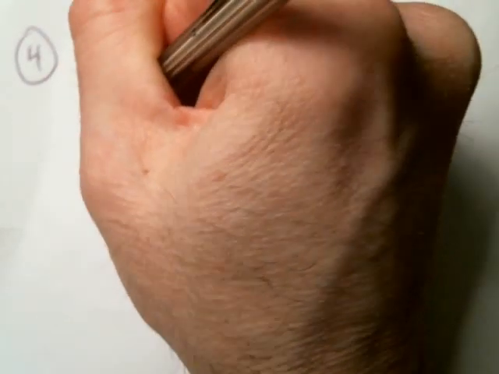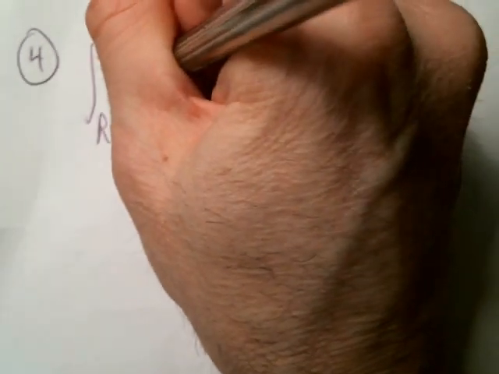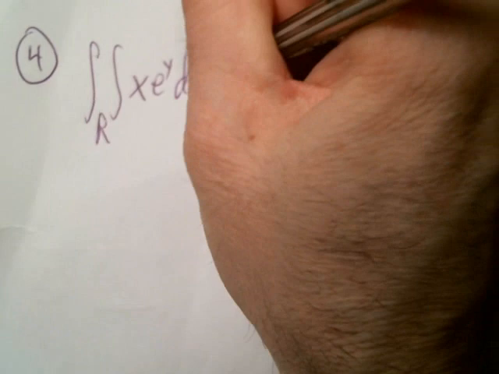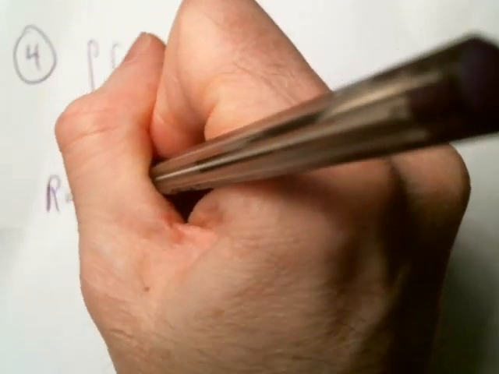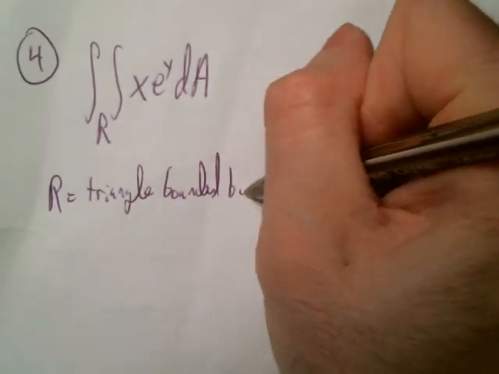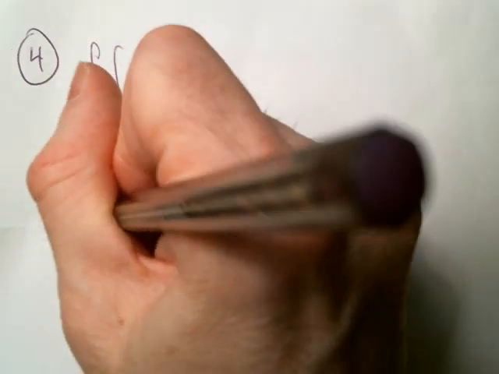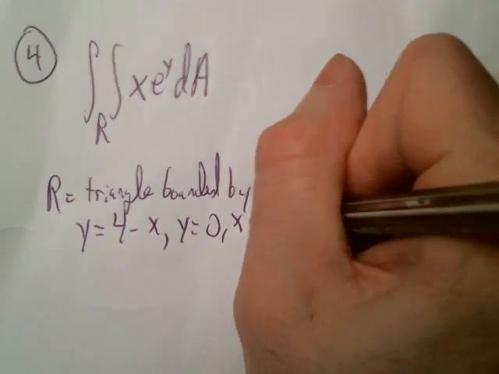Problem 4. What do we have? Sketch the region R of integration and set up the integral for both orders. Do not evaluate. So this time, instead of having bounds or limits on the integral, we just have a described region. Okay. So the region R is a triangle bounded by y equals 4 minus x, y equals 0, and x equals 0.